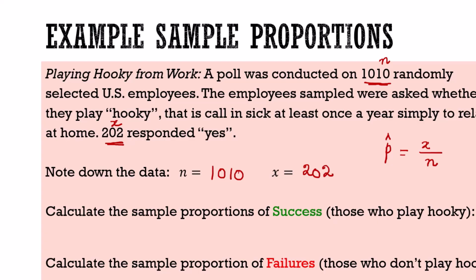So now that we have the data we need for the computation, I'm going to write p hat equals x divided by n and plug in the value for x, which is 202. Plug in the value for n, which is 1010, and that should give us a proportion of 0.20. All right, so a proportion of 0.20 played hooky from our sample. All right, so p hat is the notation that you should use, not p.